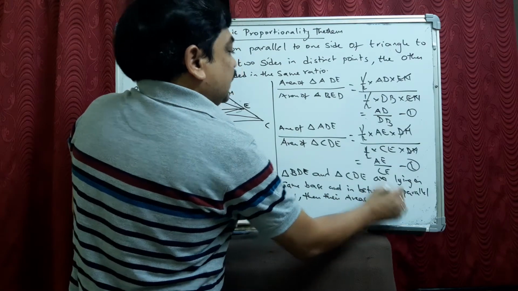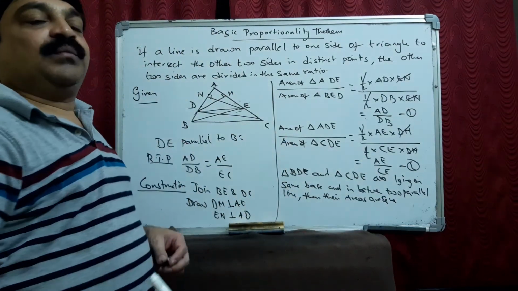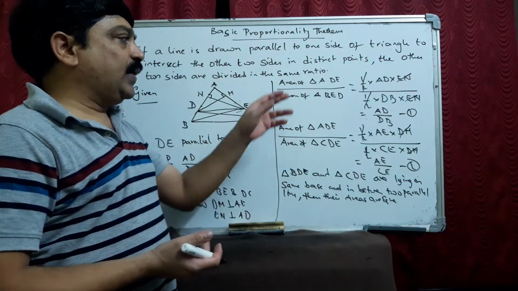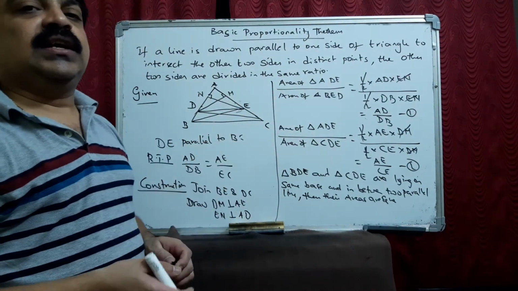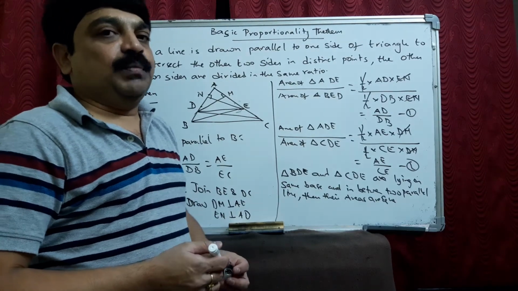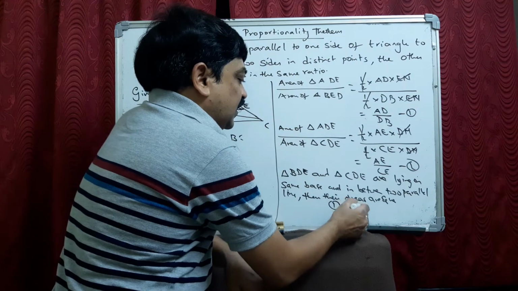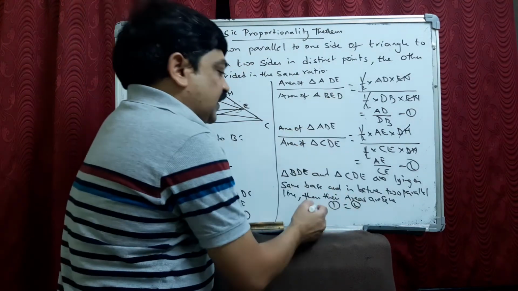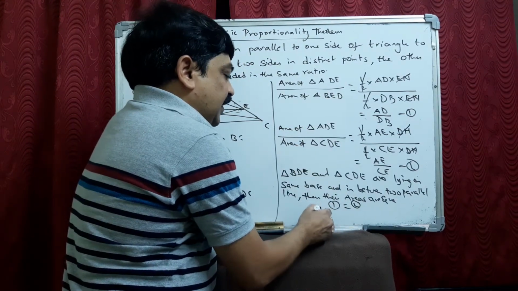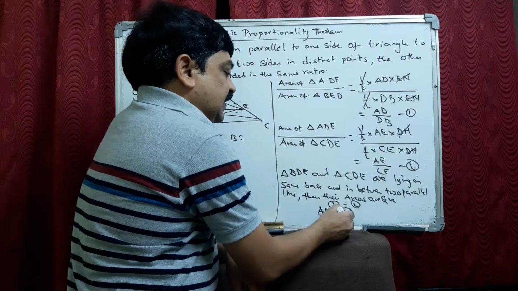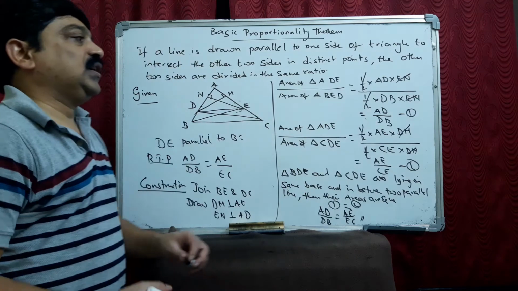That means the denominators are also equal. Clearly, the numerators, ADE, are equal. The denominators are also equal because they lie in the same base and between two parallel lines. So you can equate 1 and 2. 1 is equal to 2. So what is 1 here? AD by DB is equal to AE by EC. This is the basic proportionality theorem.